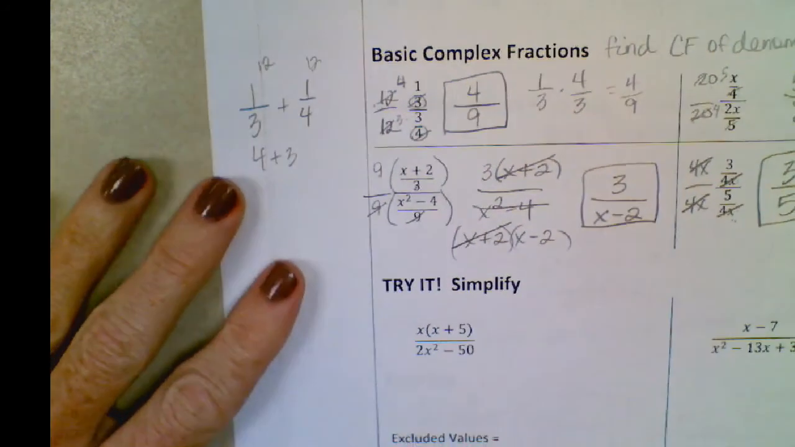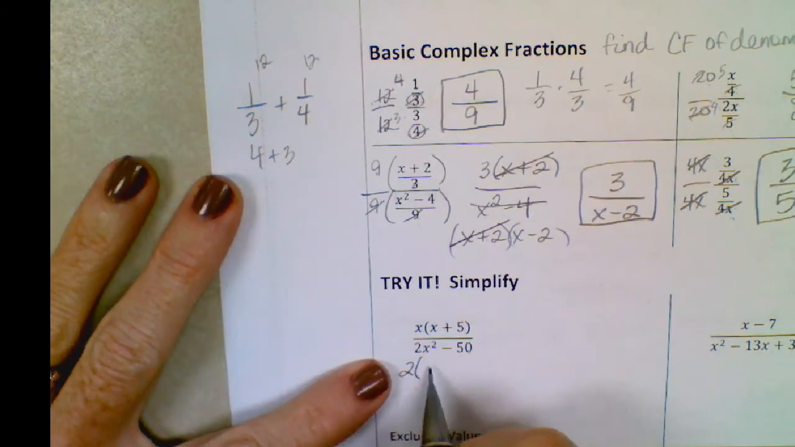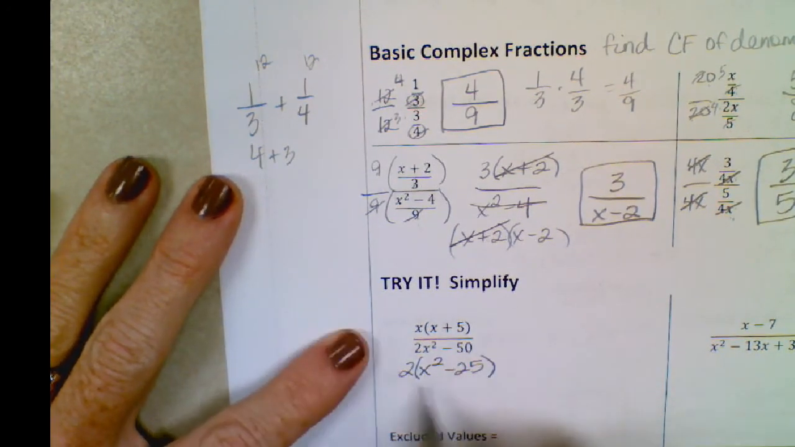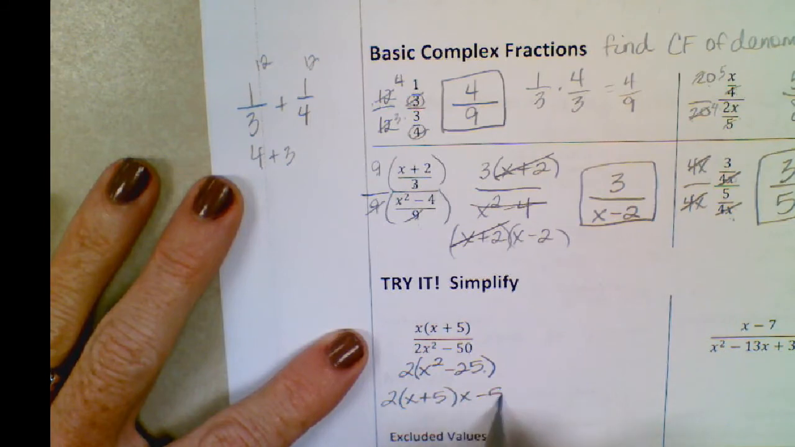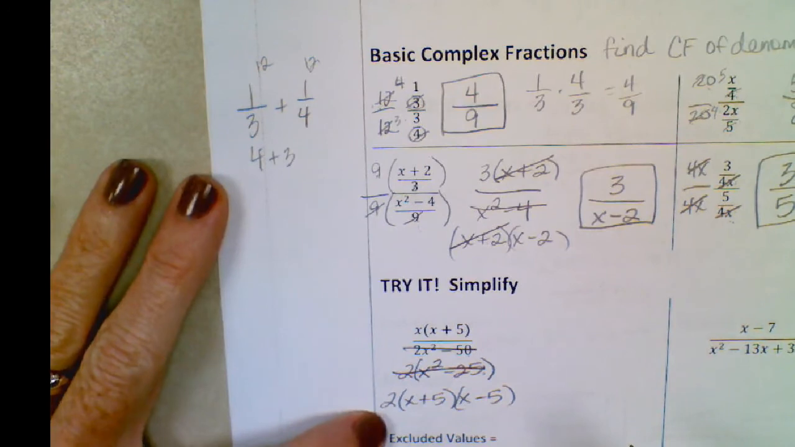Okay, so let's go down here, and we can factor out a 2 from our denominator. So we get x squared minus 25. That I can go ahead and factor into 2 times x plus 5 and x minus 5. So I'm going to cancel these out. This is as simple as I can get this now.